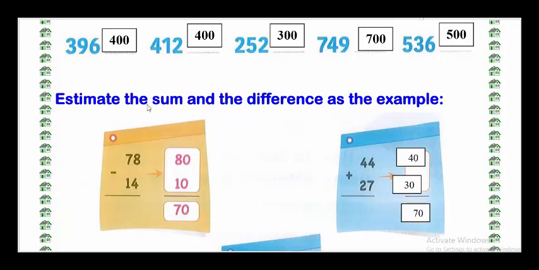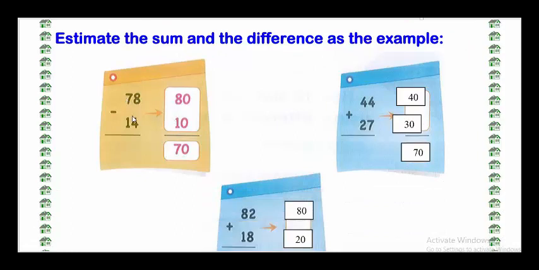Now we have to estimate the sum and the difference in the example. 78 minus 14, we estimate 78 to the nearest 10. 8 is a rich number, so 7 will be 80, and 14, 4 is a poor number, so 1 will be 10. 0 minus 0, 0, 8 minus 1, 7.